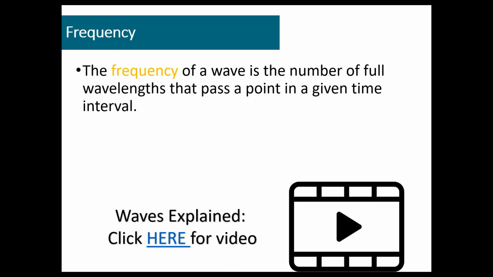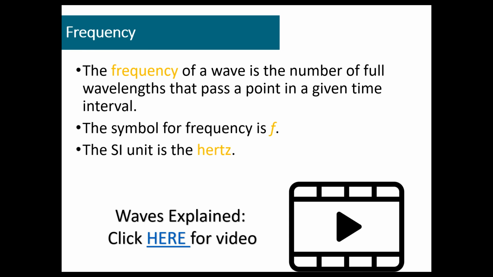Now, frequency is a definition that we need to make sure that we get in our notes. The frequency of a wave is the number of wavelengths that pass a point in a given time interval. So you can have high frequency, which means lots of waves passing through a point in a given amount of time, or low frequency, where you will not have as many waves passing through a point in a given amount of time. The symbol for frequency is an italicized f, and the unit for frequency is the hertz.